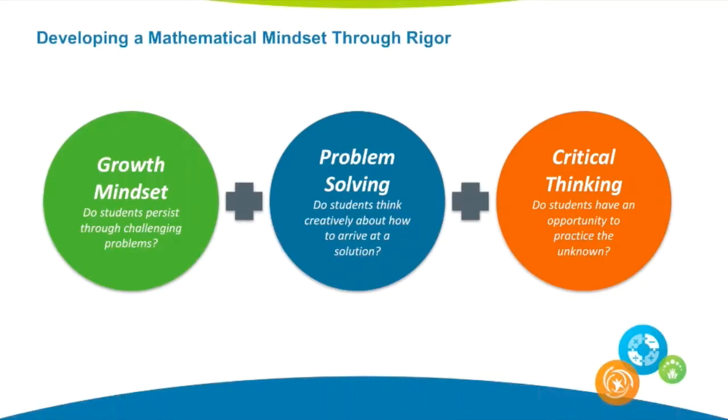It is not uncommon to have two students at the same table, maybe working on similar lessons, working on that same manipulative, and one student will use it in their way and arrive at the correct solution, where another student sitting next to them on that same digital manipulative may use it a very different way, but still arrive at that same correct solution. And lastly, we want to develop critical thinking skills within the students. So do students have an opportunity to practice the unknown?